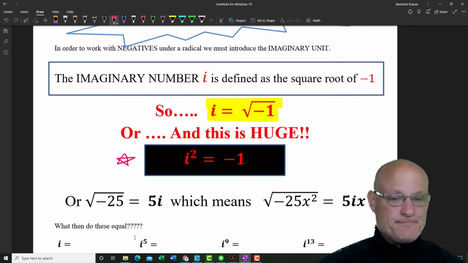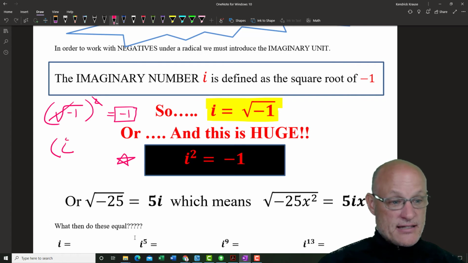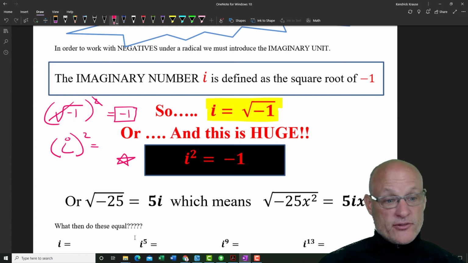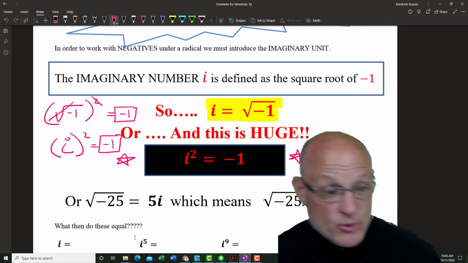Well, let's think about that. If I had the square root of negative 1 and I squared it, doesn't this square and this square root cancel each other out? Sure. So what would I get? I would get negative 1. But if I wrote this as not the square root of negative 1, I wrote this as i squared. i squared is equal to negative 1 for that very reason. And this is going to become huge in the i world. So I hope you understand it.